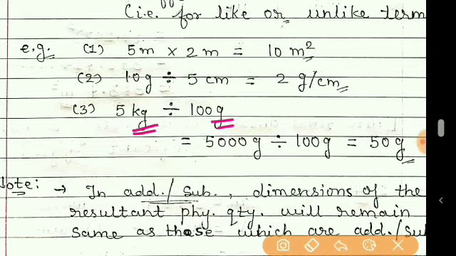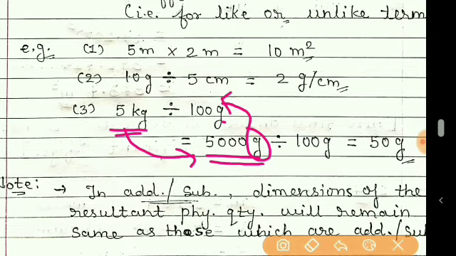So what we'll do, either we can convert this gram to kilogram or this kilogram to gram. Here I converted kilogram to gram. So 5 kg is equal to 5000 gram. I have made this conversion. Now the unit is gram here, and here also it is gram, 100 gram. Now a simple division is made.